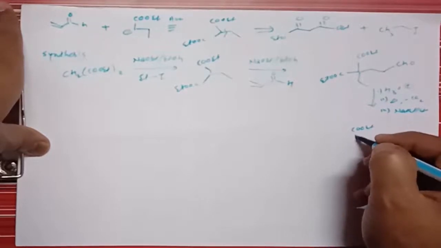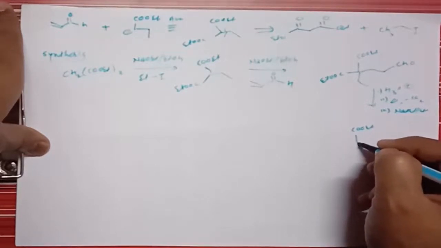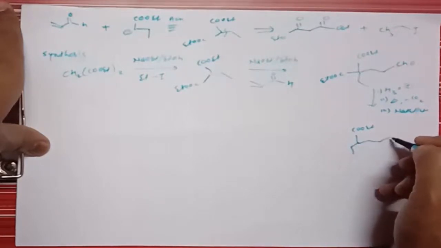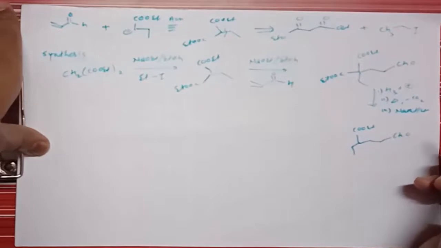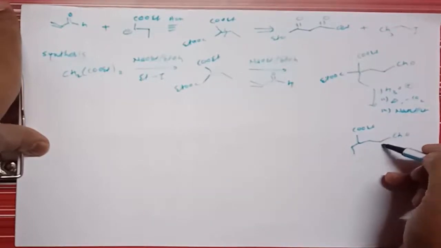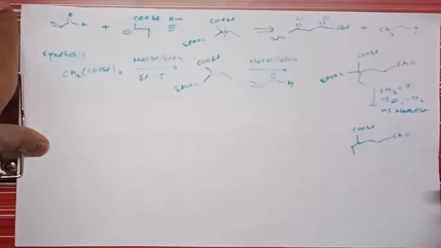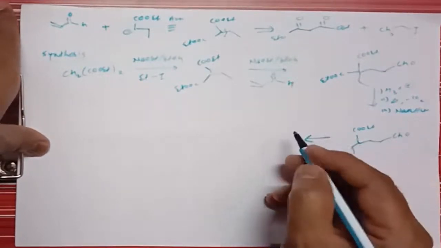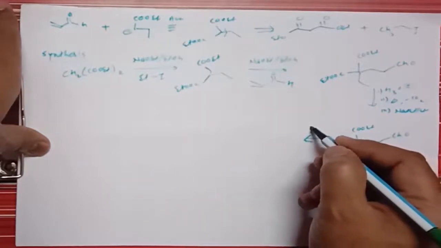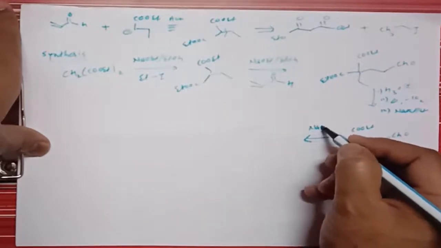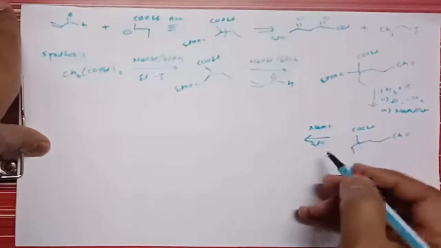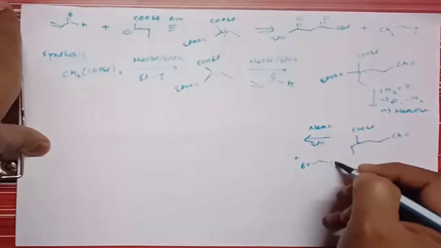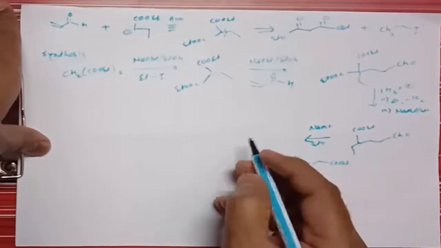Then here is CH2, CH2, CH3, and then here is CH2, CH2, CHO, right? The number of carbons: 1, 2, 3, 4 and 5. Now we have to treat this molecule in the presence of a base, that is sodium ethoxide in the presence of ethanol. Along with that, we have to treat this molecule with this BrCH2COOEt, and then what does it give?